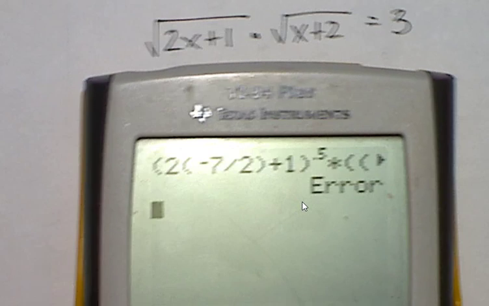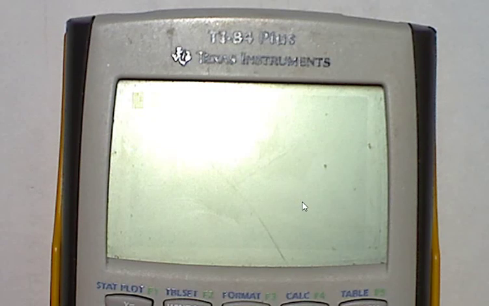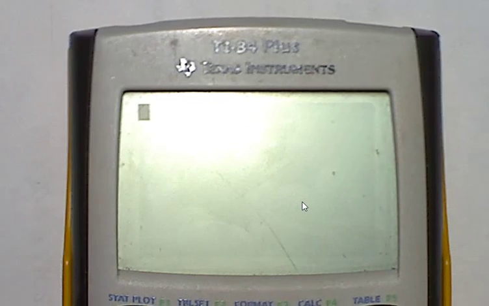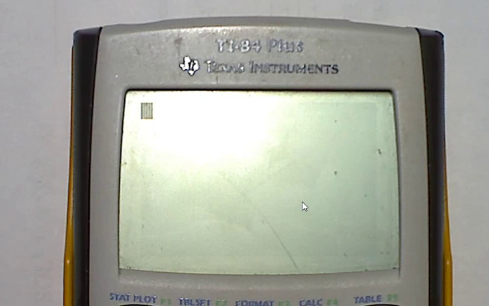Okay, let's see here. Well, we know negative 7/2. Do you guys agree negative 7/2 is negative 3.5? Yes, no? Okay, let's try again. Here's where we could have gone wrong. Can you have a negative inside a square root? What happens if you have a negative 9? What kind of answer do you get? You get imaginary. We're not working with imaginaries here.